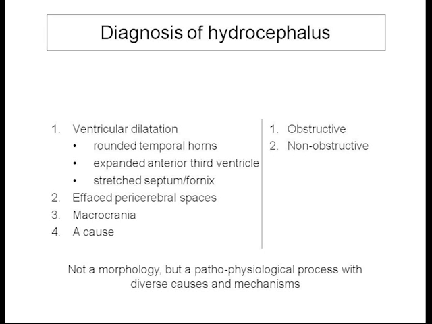Diagnosis of hydrocephalus is very easy. All of you know how to do it. You look for ventricular dilatation, mostly the rounded temporal horns to differentiate it from atrophy. Expanded anterior third ventricle, also to distinguish it from atrophy. There is a stretched septum and fornix, which is important. There are effaced pericerebral spaces, and we will come to that later. In children, macrocrania is general, and we like to find a cause.